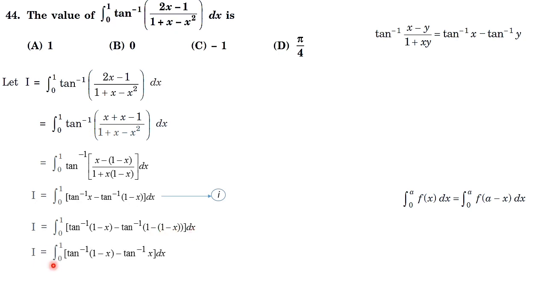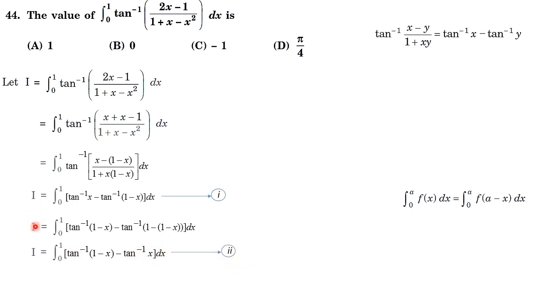That is I is equal to integral 0 to 1 tan inverse of (1 minus x) minus tan inverse of, when you remove the bracket you can see 1 minus 1 is cancelled, then minus into minus is plus x, so only x will be there. So tan inverse of x dx. Label it as equation number 2.